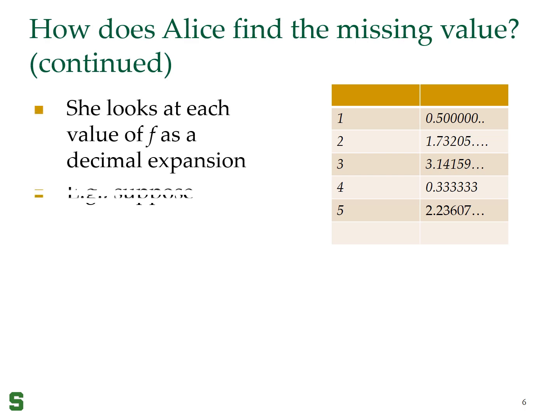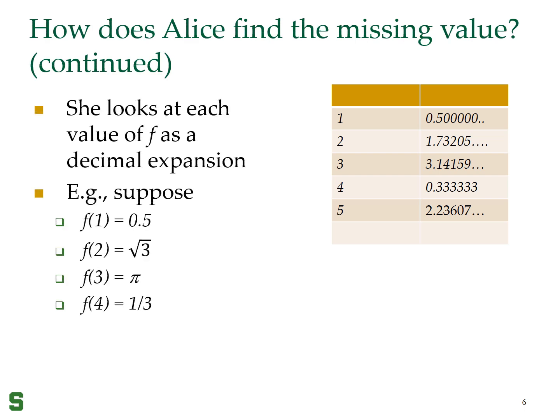So let's focus on how Alice finds the missing value. She looks at the function and she looks at each value of f as some kind of a decimal expansion. So let's say we have f of 1 is 0.5. So I'm going to write this as 0.5 followed by as many zeros as I need. f of 2 is square root of 3, which I have written a few of these digits down. f of 3 is pi, so it's going to be something like that. f of 4 is 1/3. So that's going to be 0.3333 and so on. f of 5 is square root of 2.